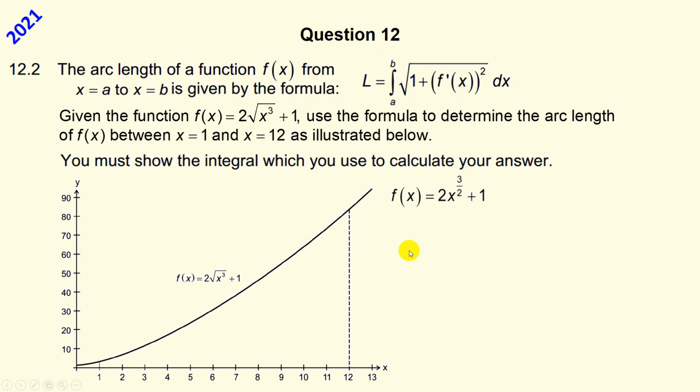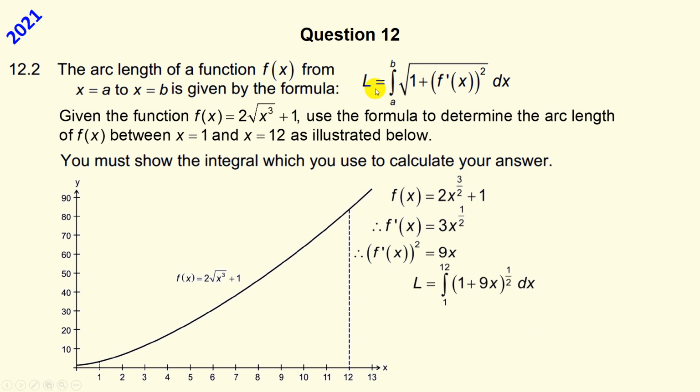So f of x equals 2x to the 3 over 2 plus 1. F prime of x equals 3x to the half. Multiply down by 3 over 2, the 2's cancel. Subtract 1 off the 3 over 2, we have a half. The 1 goes. F prime of x all squared, so I'm now going to square that, and I'm going to get 9x. Just doing the work on the sideline first.